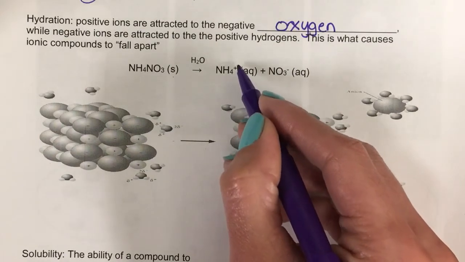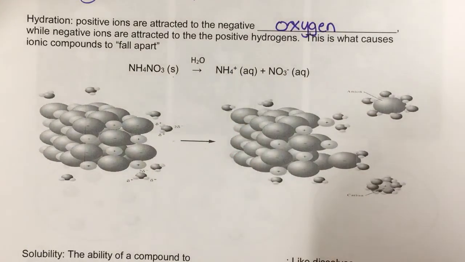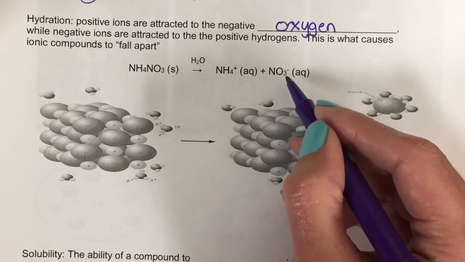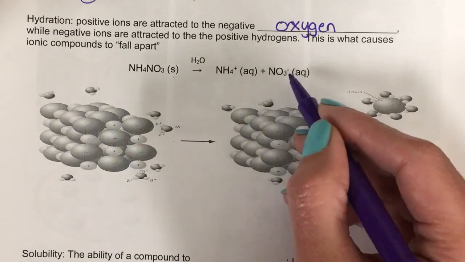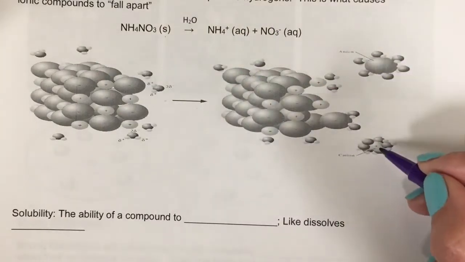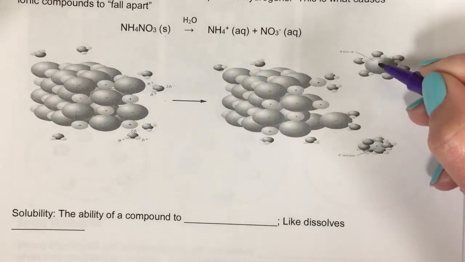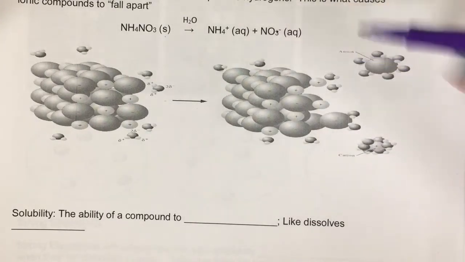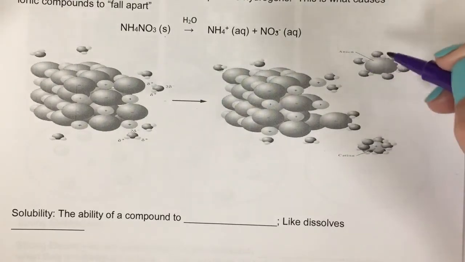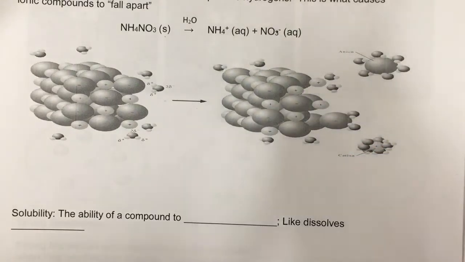Now I've got these positive NH4s. Those will be attracted to negative oxygens in the water. I've got these negative NO3s. They're going to be attracted to the positive H's in the water, okay? So my cation is the NH4. The cation has all of the oxygens facing towards the positive. The anion, the negative ion, NO3, has all of the H's facing towards it in the water. And the water molecules surround each of those ions so that they're no longer in contact with each other, okay?